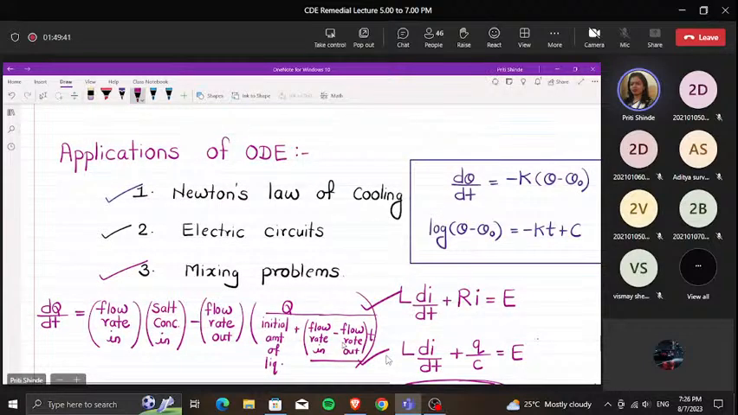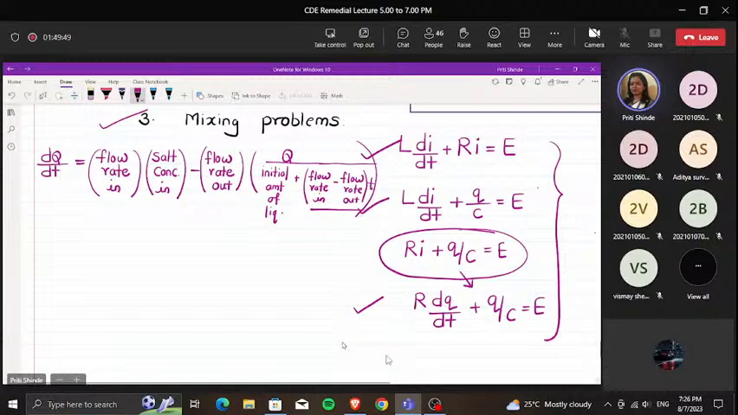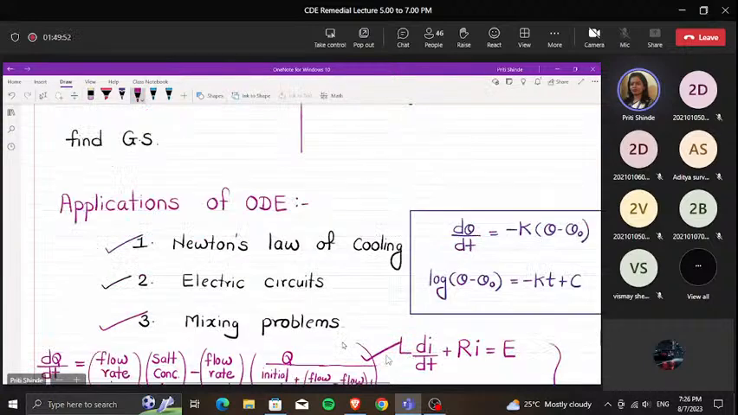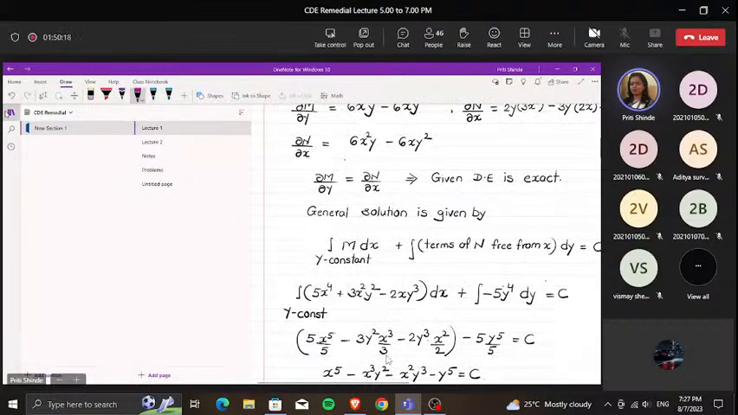So for Newton's law of cooling and mixing problems, remember this differential equation. For electric circuits, you have to select one of the differential equations and write down your solution. Just revise these three applications. In this exam you will get only these three applications, not rectilinear motion, not heat flow problems, and orthogonal trajectory. I've covered the first two units: ordinary differential equations and their applications.